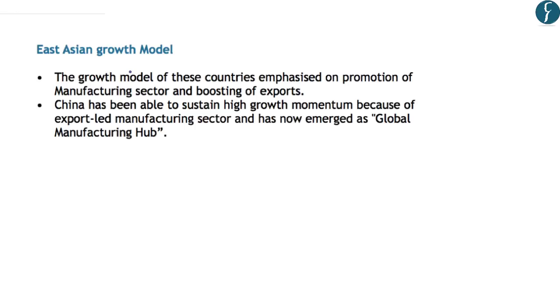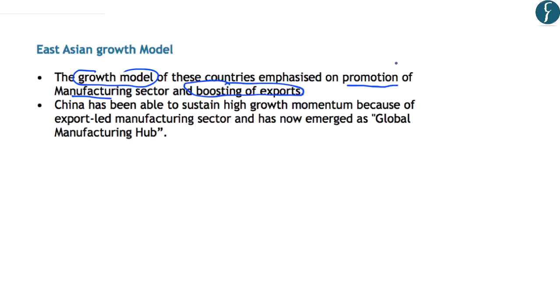Now, the East Asian economies like Malaysia, Singapore and Thailand have been able to grow at a phenomenal rate in the past and pull a large number of people out of poverty. And this has mainly been because the growth model of these countries emphasized promotion of the manufacturing sector and boosting exports.